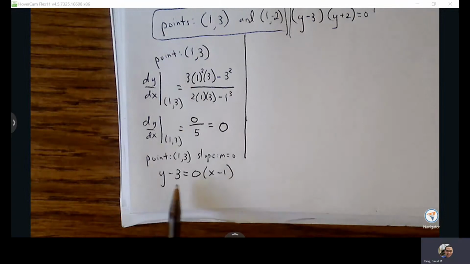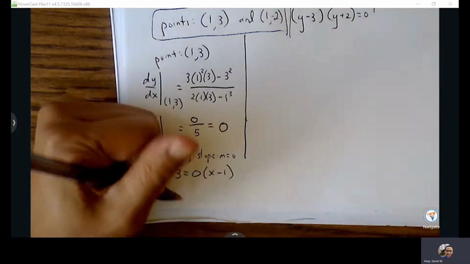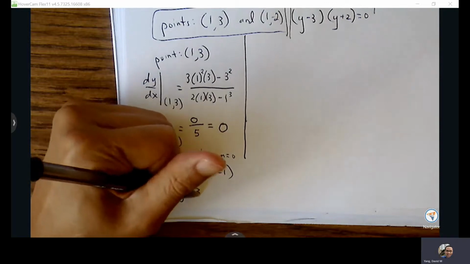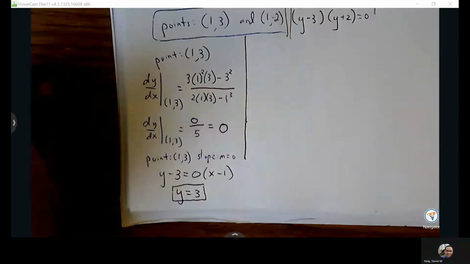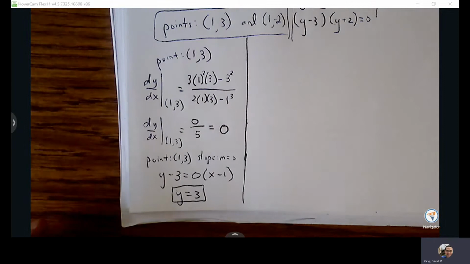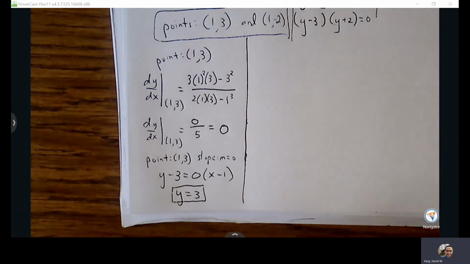So I would say typically this is technically okay, but we can clean this up a bit more, right? The 0 is going to wipe out everything here. I get y minus 3 equals 0, so it's just y equals 3. So that's one tangent line. Are we good with that?